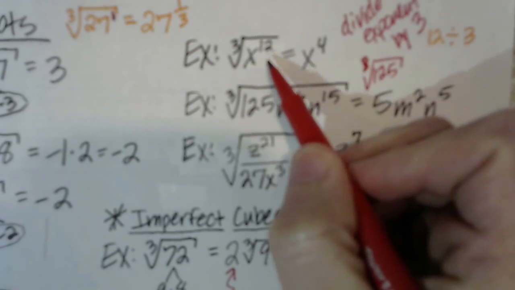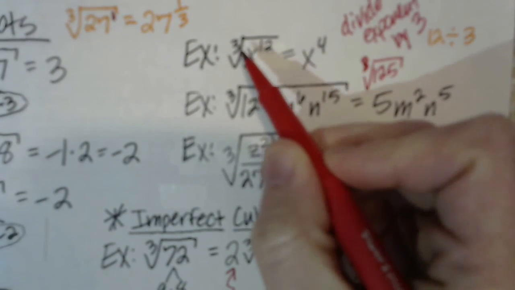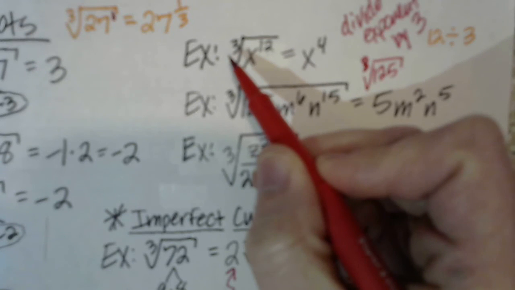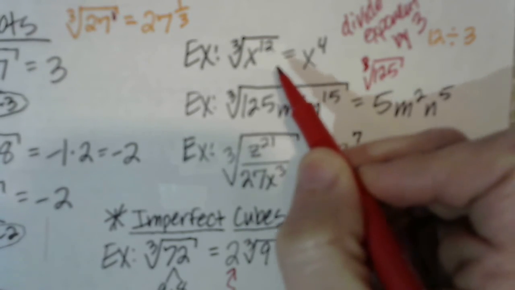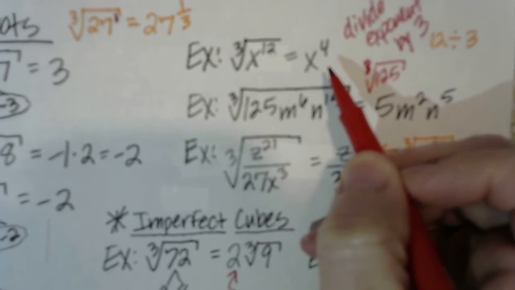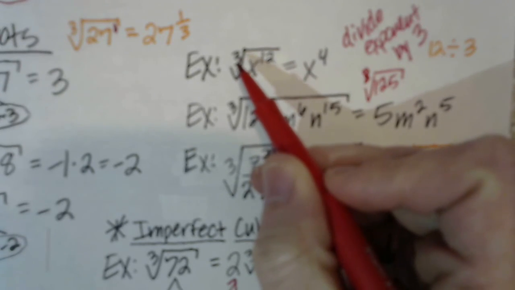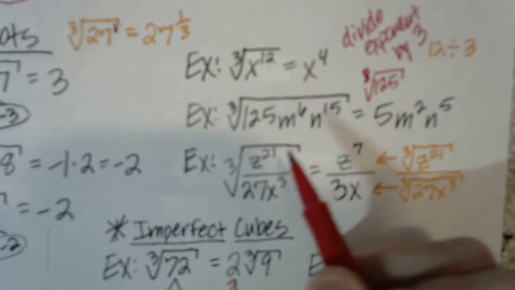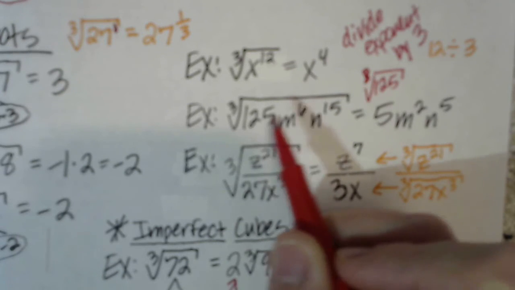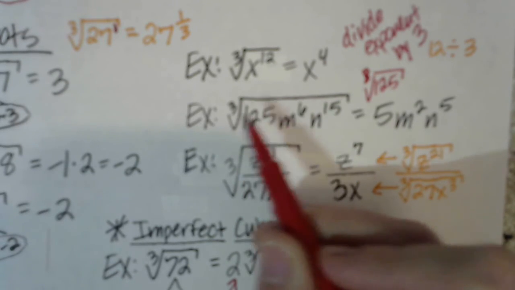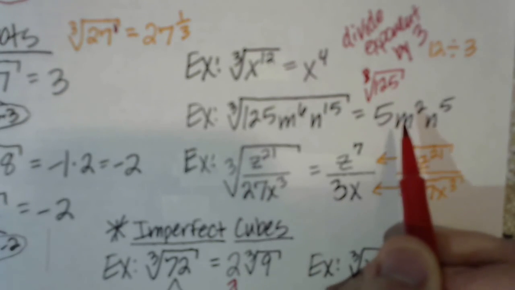So I divide by 3 instead of 2 because it's a cube root. But since it divides evenly, there's no radical left in my answer. 12 divided by 3 is 4. Here, same thing. It divides evenly. 6 divided by 3 is 2. 15 divided by 3 is 5. So there's no radical left in my answer.